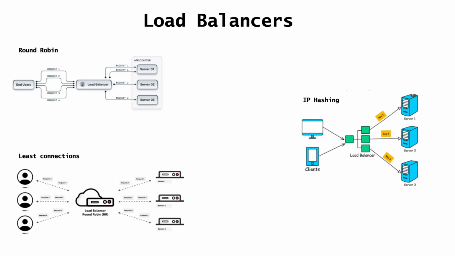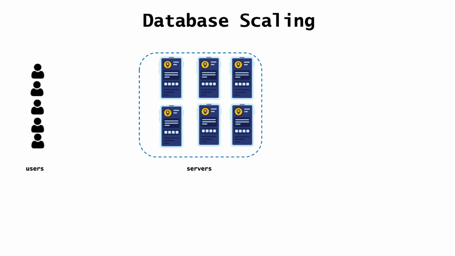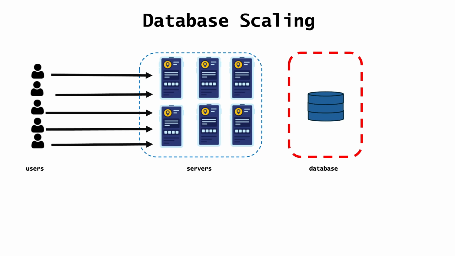Whether it's Nginx, HAProxy, or AWS Elastic Load Balancer, this single component is what keeps large-scale systems reliable, balanced, and always available. So far, we've talked about scaling our servers and balancing user traffic. But there's one part of the system that often becomes the biggest bottleneck: the database. No matter how many servers you add, if all of them depend on a single database, that database will eventually struggle to handle the load.